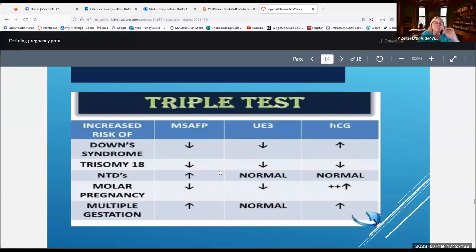With Down syndrome, the AFP levels are going to be down. They're going to be low. You can see that in the first column. That's all you have to know. With neural tube defects, like spina bifida, the AFP levels are going to be higher. Those are the two that you need to know. So Down syndrome, AFP is down. Neural tube defects, the AFP is going to be higher, in mother's blood.